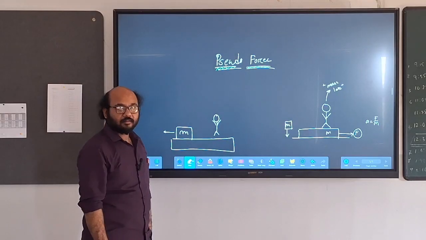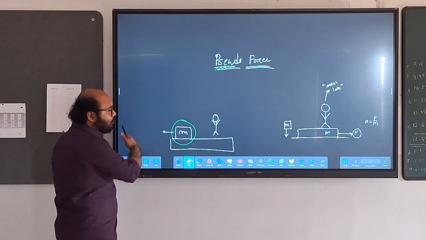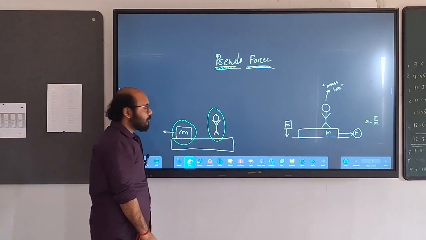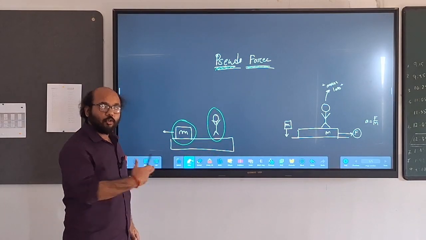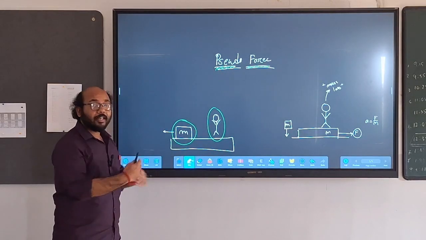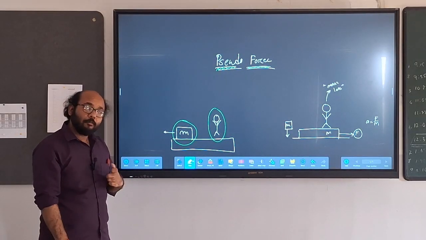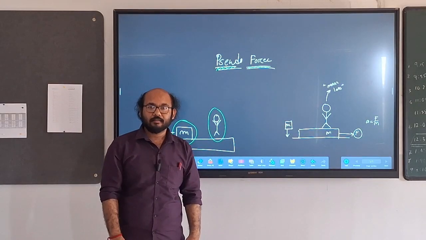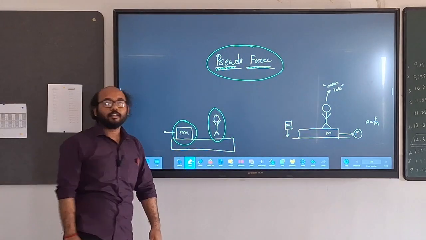How did that happen? For this block to go backward, there should be some force acting upon it, at least from your perspective. Maybe not from everyone's perspective, but at least from yours. That's why there is a relative acceleration between you and this block. What is that force? That force is precisely the force you feel when you are in an accelerating car. That force is pseudo force. We call it pseudo force.